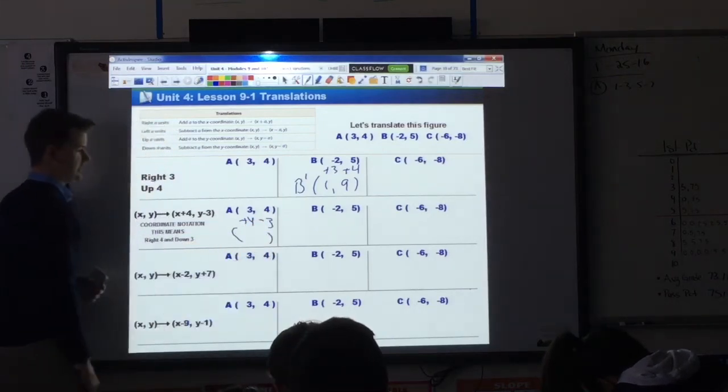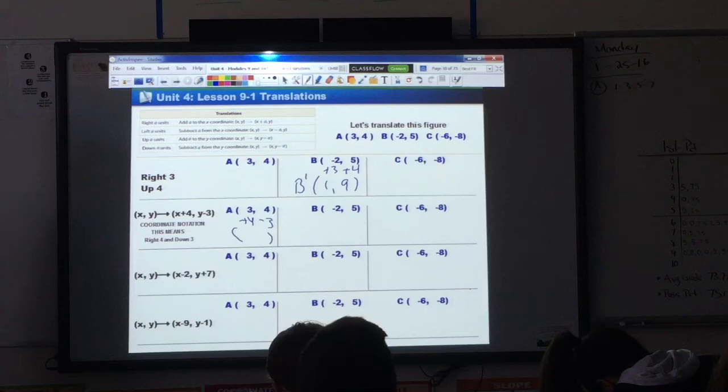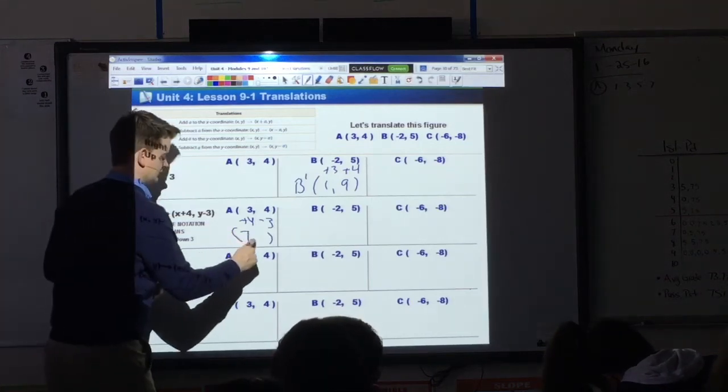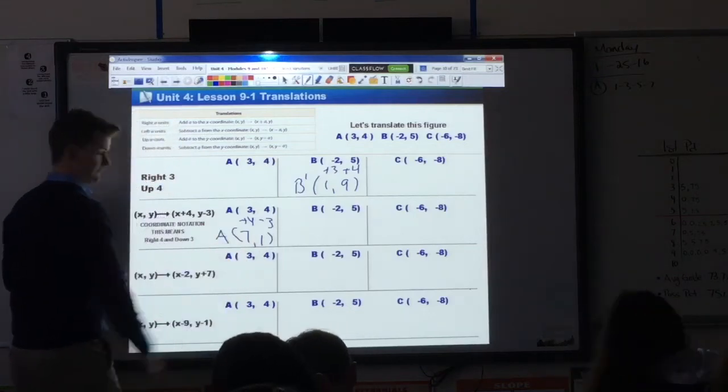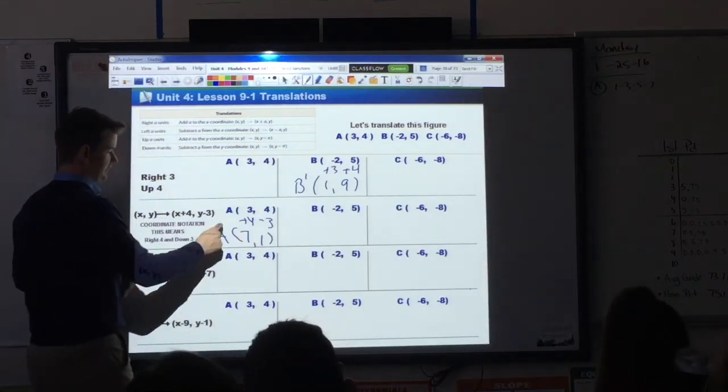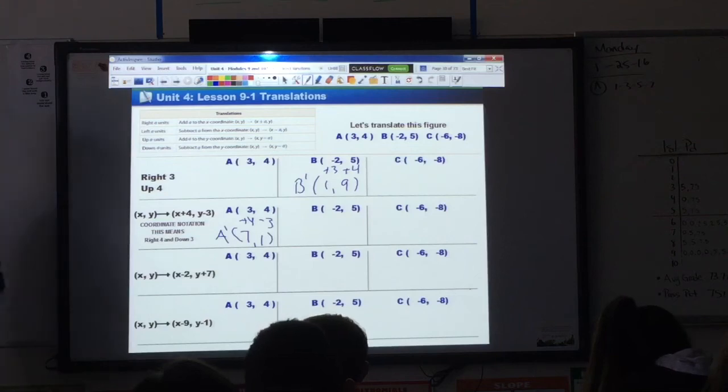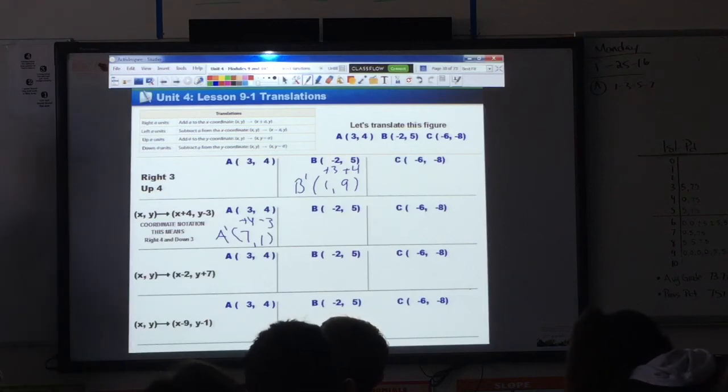What's the new coordinate pair going to be? 7, comma 1. And I'm just going to leave that as A, right? No, A prime. If I left that as A, would that be right or wrong? Wrong. 100% of the time, 90% of the time.